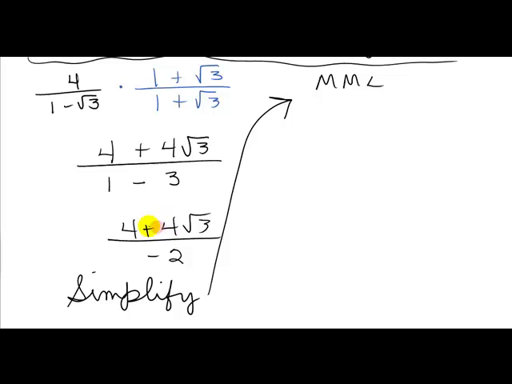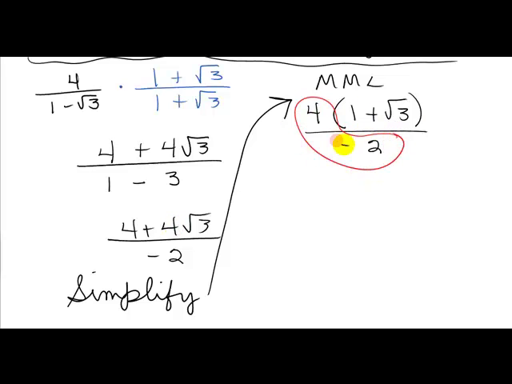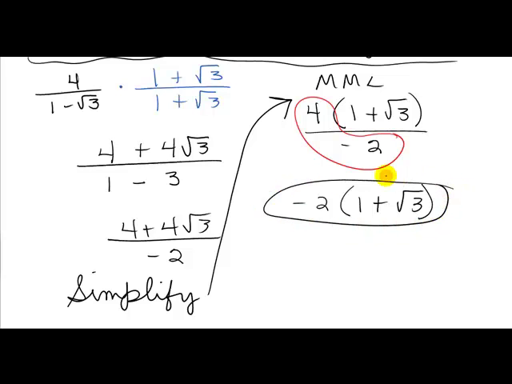Here you notice I have a GCF of 4. So let's pull out the 4. This is all over a negative 2. This has been factored, so now I'm just looking at reducing these two. And so 4 divided by a negative 2 would give me negative 2 times 1 plus the square root of 3. Okay, so like I said, this is the answer that my math lab prefers.